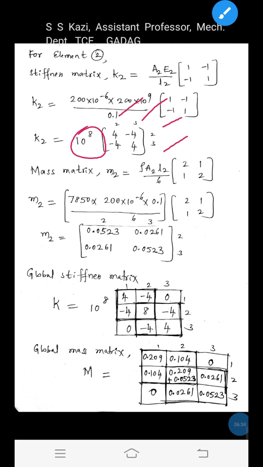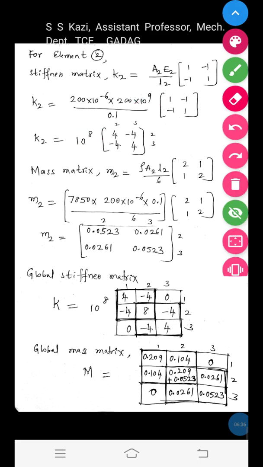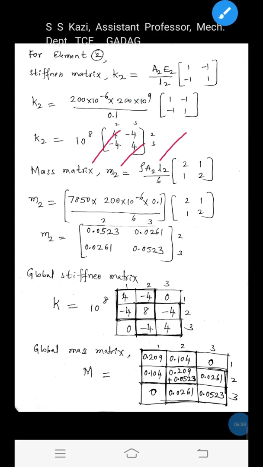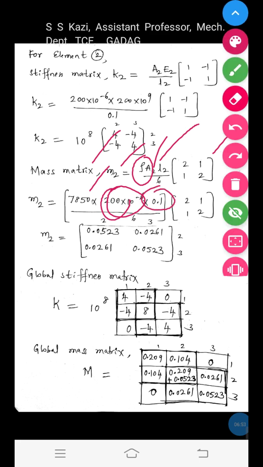Okay, next let us generate the mass matrix for element 2 by using the formula rho A L by 6 times 2 1 1 2, and next you enter the data for element 2. Rho is the same, 7850, and area of element 2 is 200 into 10 raised to minus 6. Length of element 2 is 0.1 meter.